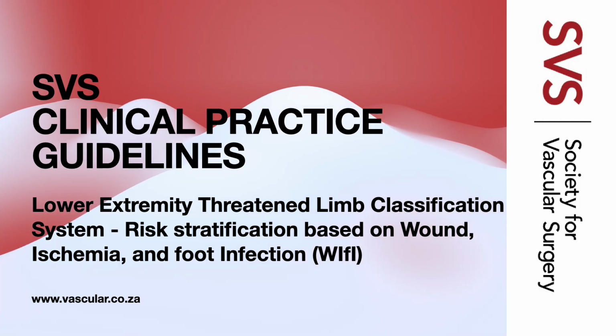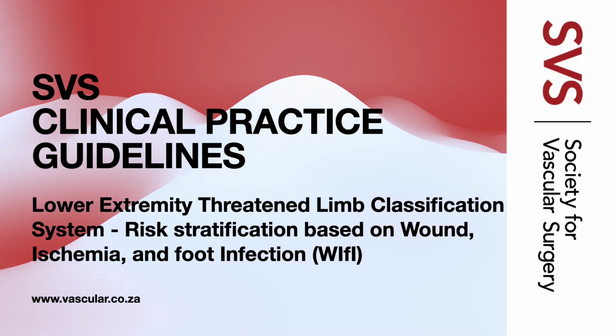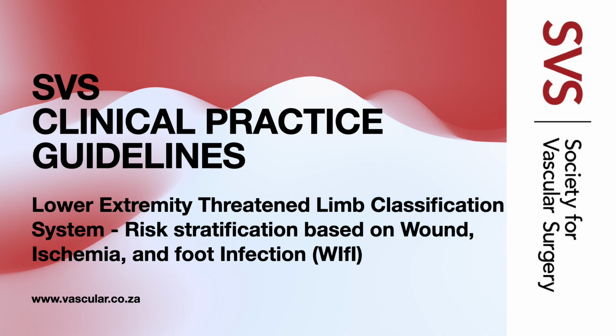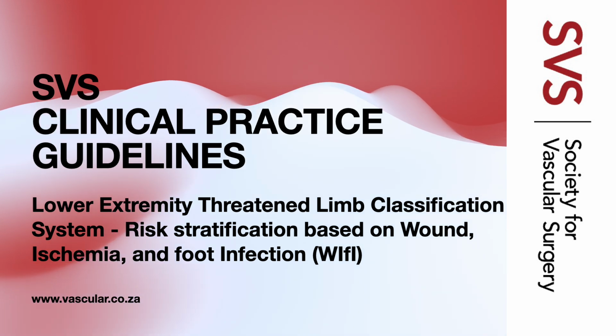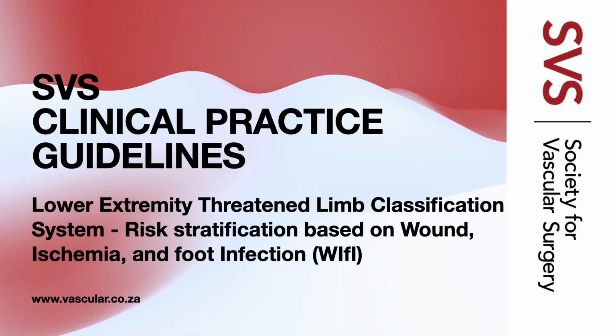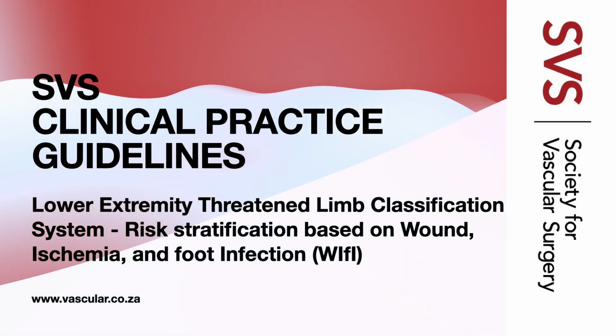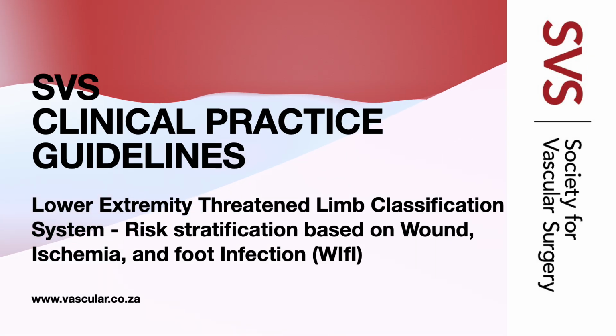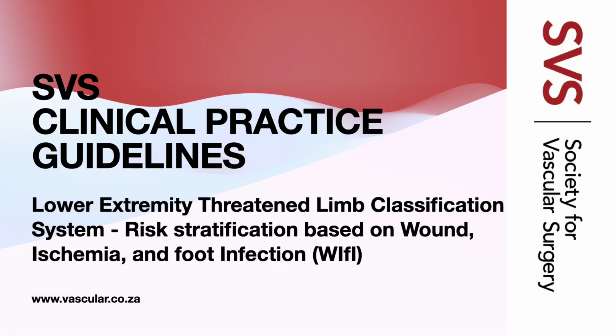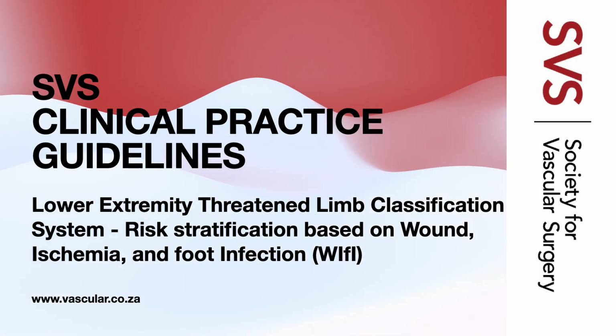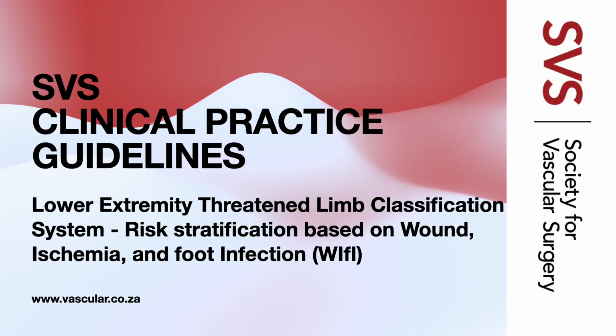Let's break that down quickly. The exposed tendon means deeper tissue involvement, making it a wound grade 2. A toe pressure of 35 millimeters of mercury falls squarely into the ischemia grade 2 category. That's between 30 and 39. And the erythema greater than 2 centimeters with purulent discharge and deeper tissue involvement, but crucially no systemic signs, classifies this as a foot infection grade 2. So, wound 2, ischemia 2, foot infection 2, or WIFI 222.